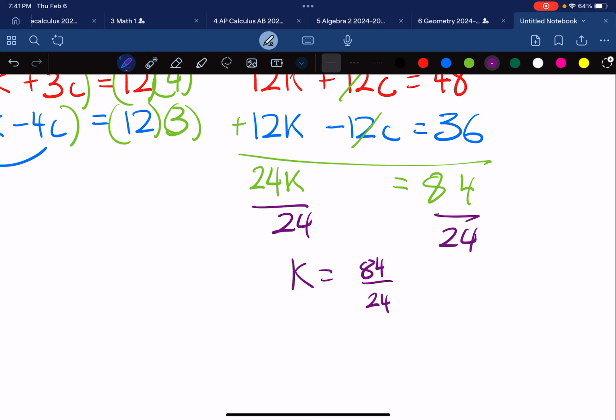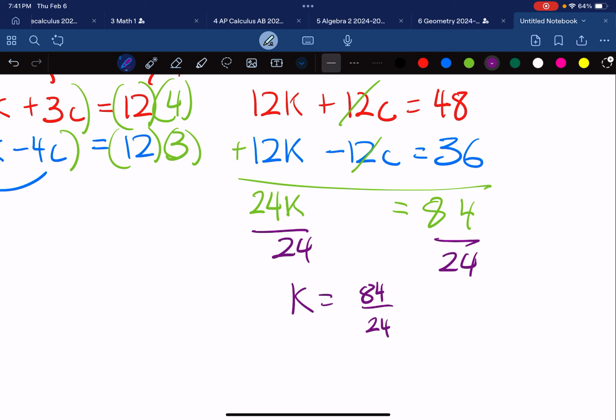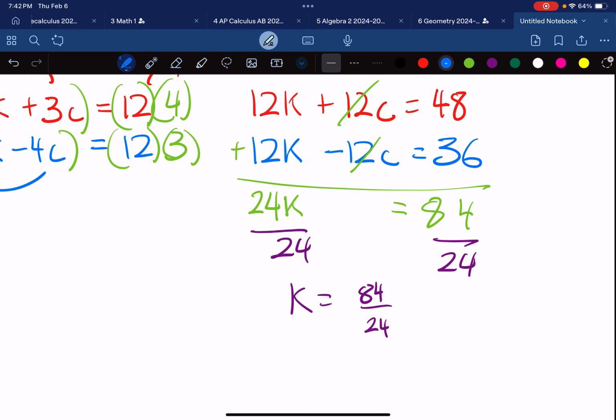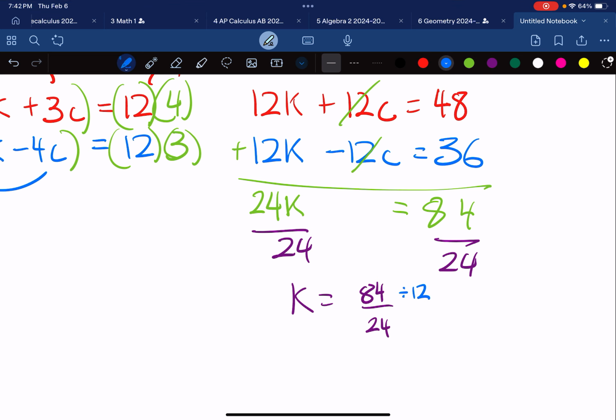Because I can divide the top and bottom both by some number, right? Let's see. Can I divide both of them by 6? I think I can. Does 24 even go into 84? It might. Times 3. No, that turns into a 12. Let's just try dividing both the top and bottom by 6 for now. I think we can probably divide by 12. Can we divide by 12? Here, I want to try it. Divide by 12, divide by 12.